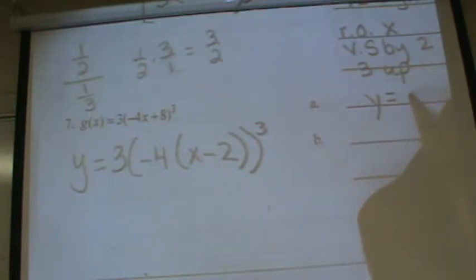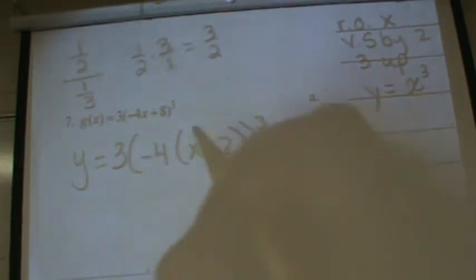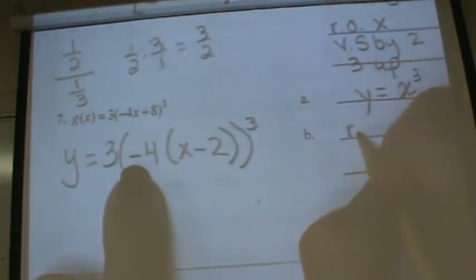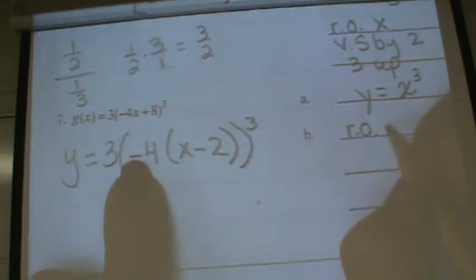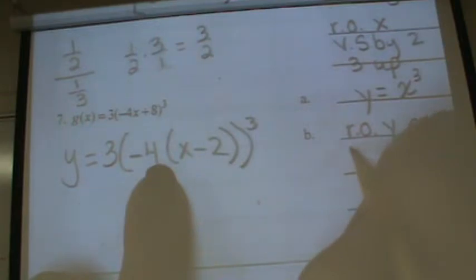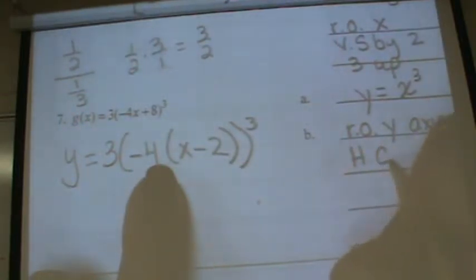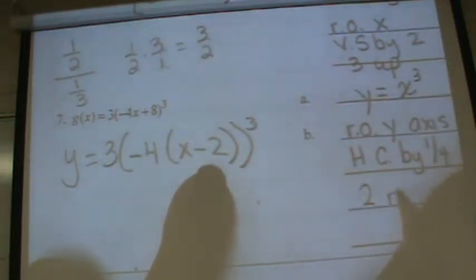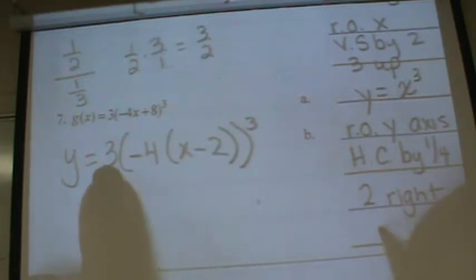So we're going to start with the parent function, which is Y is equal to X cubed. Start with this. What's this? Reflection over the Y-axis. Horizontal compression by 1/4. To the right, vertical stretch by 3.